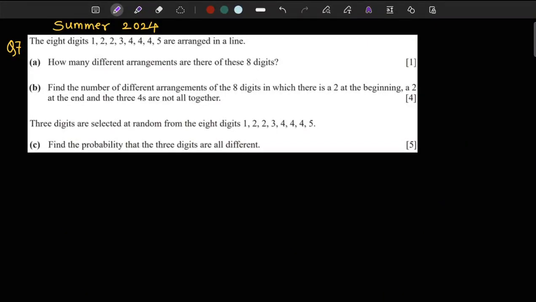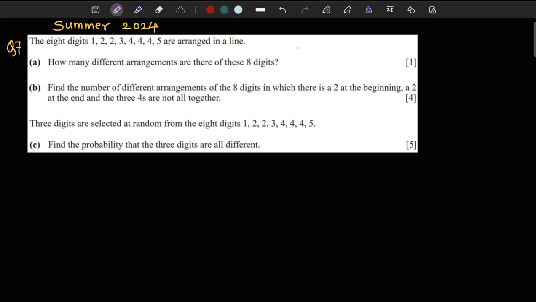Hello everyone, in this video I'm going to explain a question of permutations and combinations along with probability from the past paper summer 2024. Question number 7. The 8 digits 1, 2, 2, 3, 4, 4, 4, 5 are arranged in a line. How many different arrangements are there of these 8 digits?